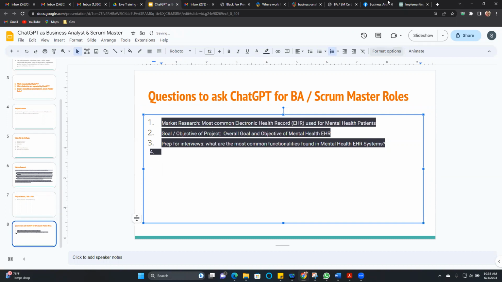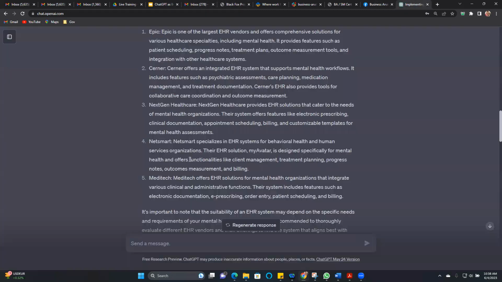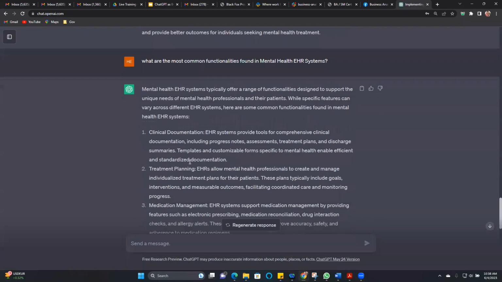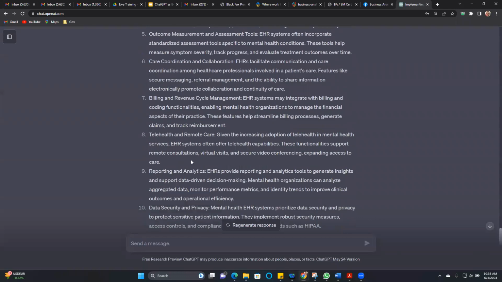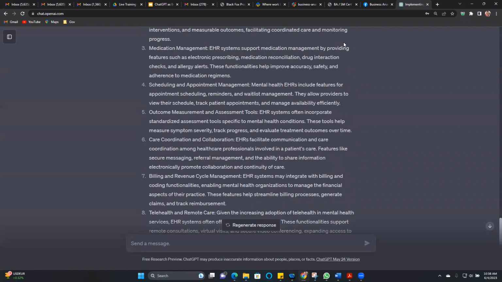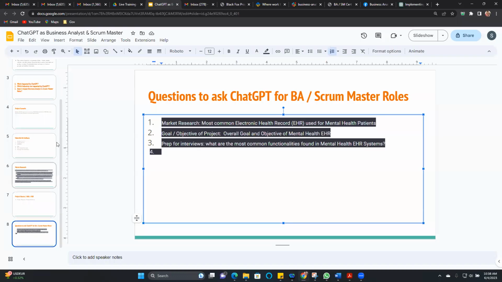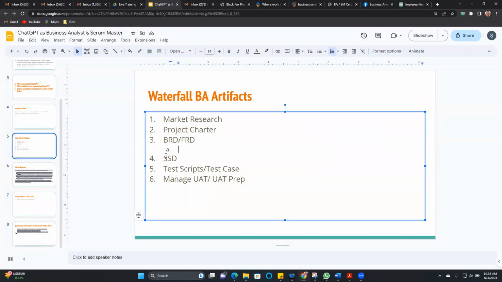Okay, so now that we understand the most common functionalities, these are things that you're going to be talking to your stakeholders about and getting detailed requirements on. There are other areas that you can use ChatGPT for. We talked about BRD, FRD. You can also see if it can try to create test scripts for you.